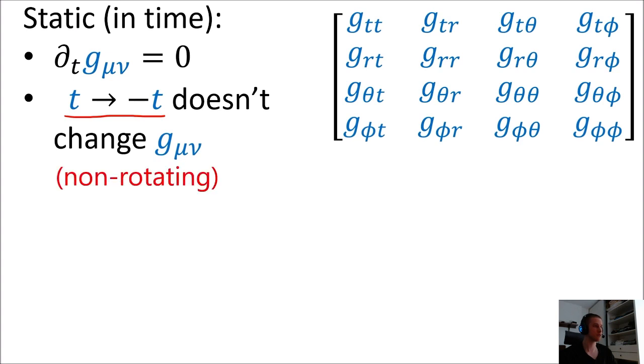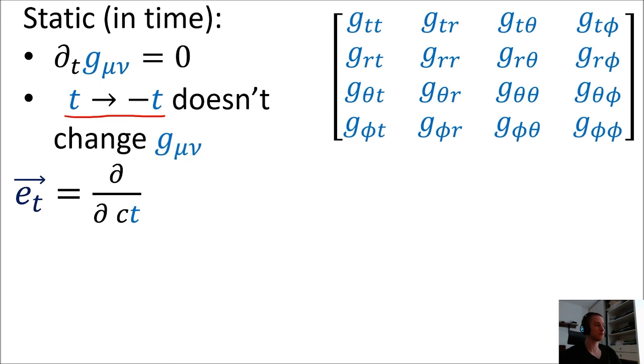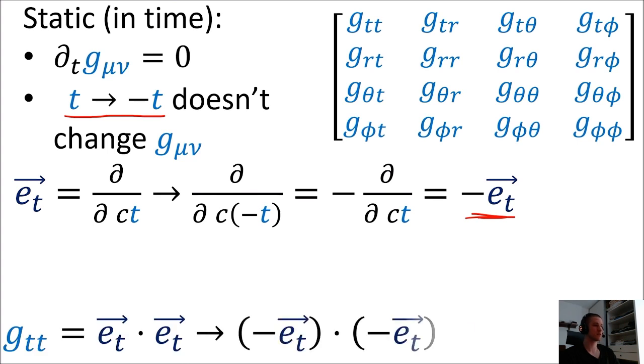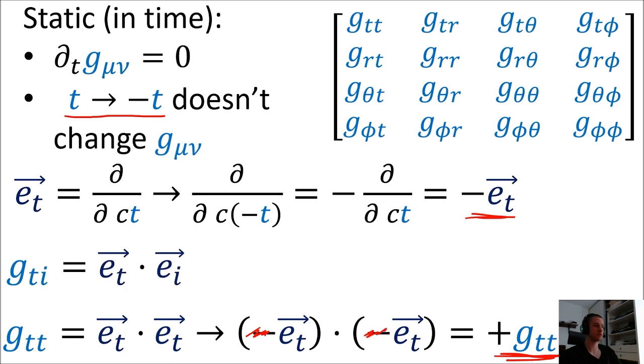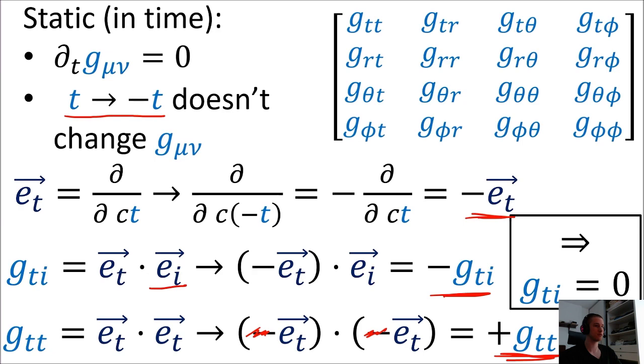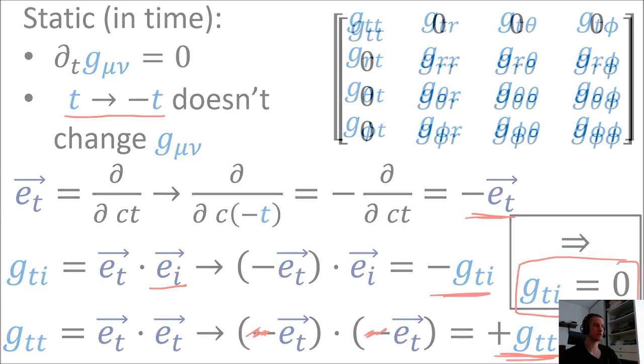This guarantees the black hole isn't rotating, because if we reversed time for a rotating black hole, the gravitational effects due to rotation would also reverse direction. Since basis vectors are just partial derivatives with respect to a coordinate variable, reversing the direction of the time coordinate also reverses the direction of the time basis vector. This does not change the g_tt metric component since the two new negative signs cancel out, but it will change the sign of e_t dotted with any of the e_i space basis vectors. Since g_ti equals negative g_ti, these metric components go to 0.